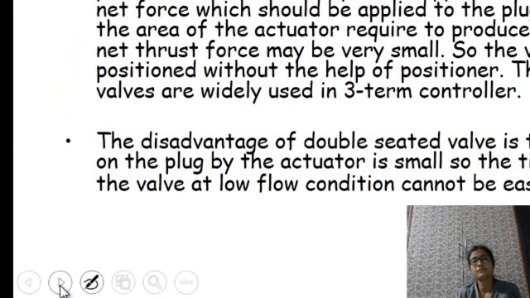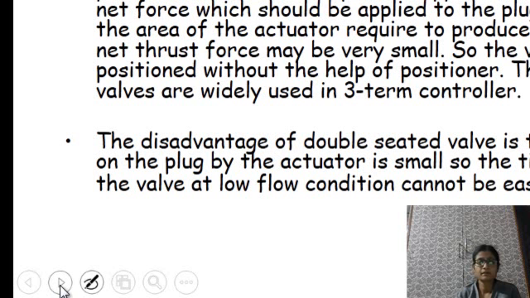A single-seated valve has only one seat area. It has the advantage that it can close the valve more tightly than the double-seated valve. But the disadvantage is that the thrust on the plug due to the flowing fluid is very high. So a large diaphragm area of the actuator is required to produce a force greater than that thrust. But for a double-seated plug, the fluid enters the valve body between two seats and is thus divided into two streams.